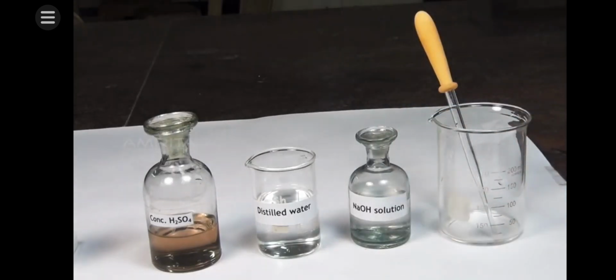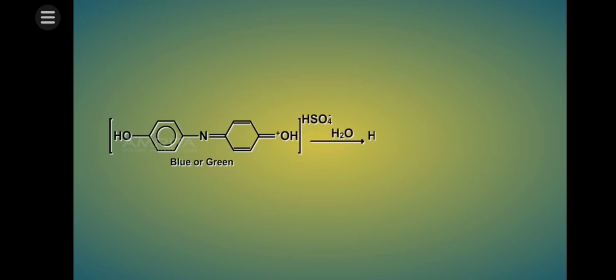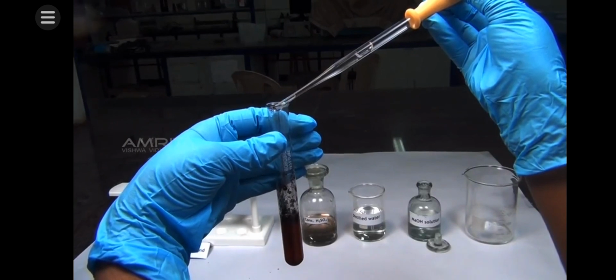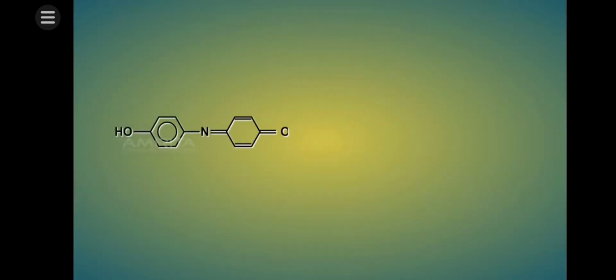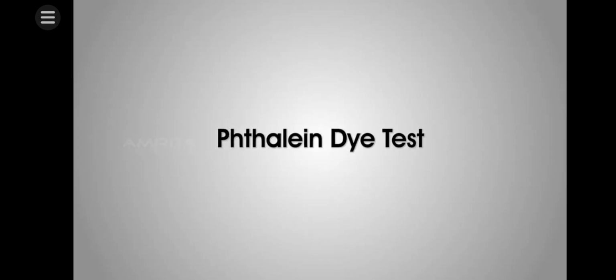colored product. Now add some distilled water to the test tube. The blue or green color changes to red or brown color on treatment with water due to the formation of indophenol. Using a dropper, add excess of sodium hydroxide solution to the test tube. The red color again changes to blue or green by the addition of a strong alkali due to the formation of indophenol anion.